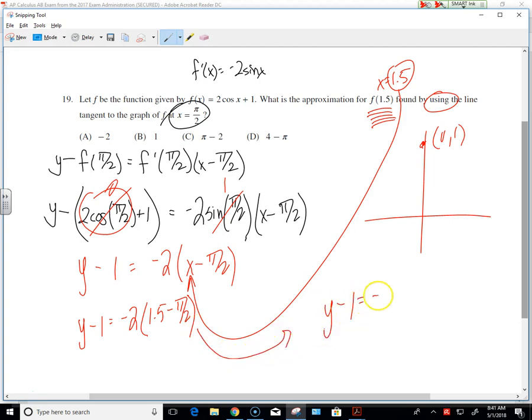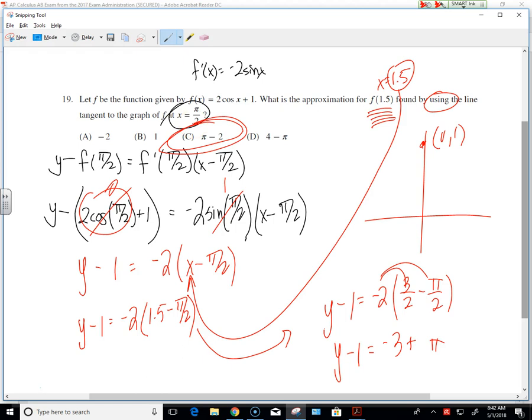But if you guys think fractions, couldn't you do some distributing? Distributing. Nope, the 2 cancels on both of them. And then couldn't I add the 1 and I would get negative 2 plus pi.